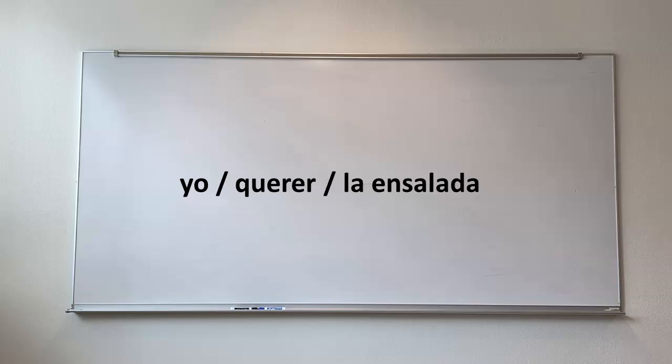So here's the situation. You're in a restaurant and you want to tell someone, or maybe tell the server, I want the salad. So how do you do that in Spanish? You're given your subject pronoun here. You're given the infinitive querer and la ensalada, which is salad. So put it together. You may want to pause for a minute. You may want to write it down on a sheet of paper or on your device. If you have another device, write it down and then check to see if you got it right. So how do you say, I want the salad?